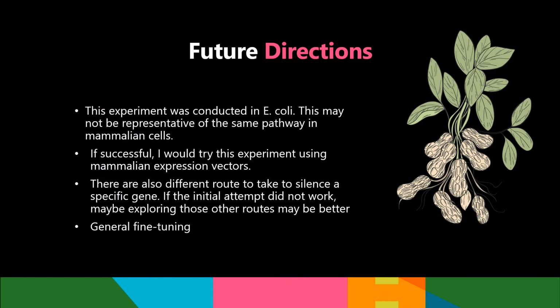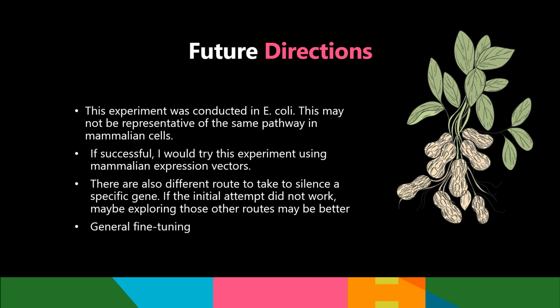For future directions or any changes I would make, this was obviously done in E. coli. I don't think that's very representative of human cells, so if I were to do it again, I could use mammalian expression vectors or just use parts geared towards either animals or humans. If my experiment completely failed and didn't work, I could fine-tune certain steps of the experiment, adjust to any necessary changes.